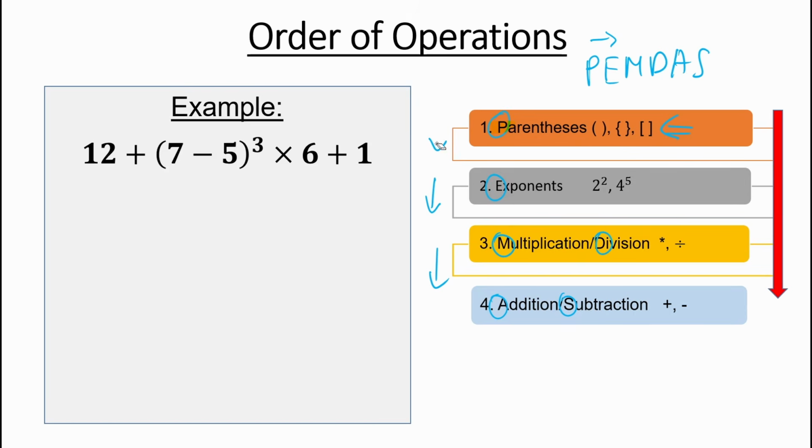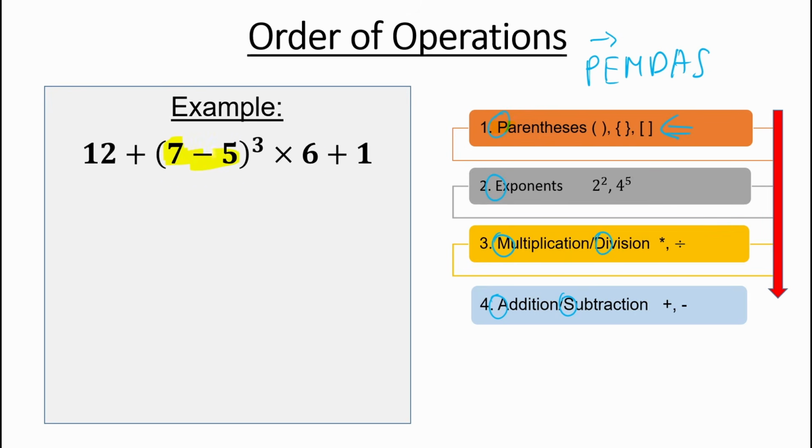So let me just erase all of this stuff, and we need to do a quick checklist. So the first letter is letter P. Let's find out where we have parentheses. Let's scan right here. So we have our expression 12 plus 7 minus 5 to the power 3 times 6 plus 1. Where do we have parentheses? Yeah, we have parentheses right here.